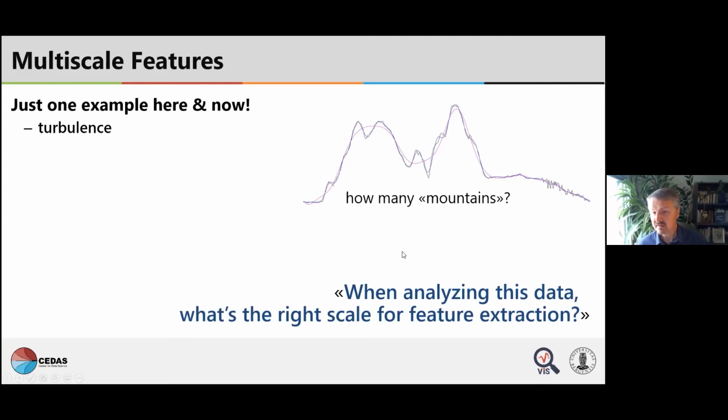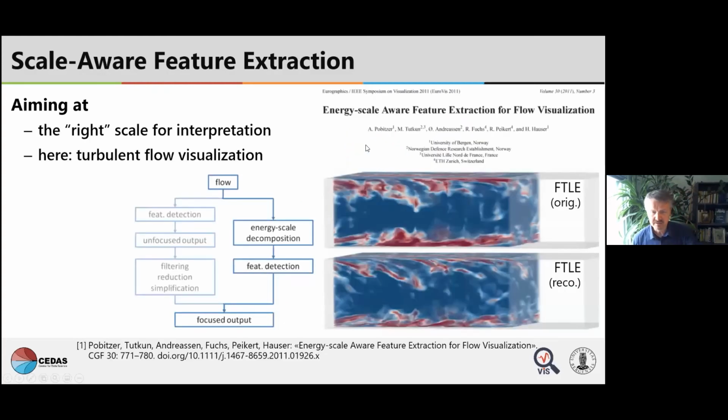The principal idea is that you need to choose a perspective in a way. So if we look at this set of data over the x-axis here, you could ask, how many mountains do you see here? And there is no right answer. You could say, well, I see 2 mountains, I see 3, I see 4, and every answer is in a way correct. It is a question of choice. What is the relevant scale for feature extraction? And I just want to use this example of turbulence here as one example to illustrate this.